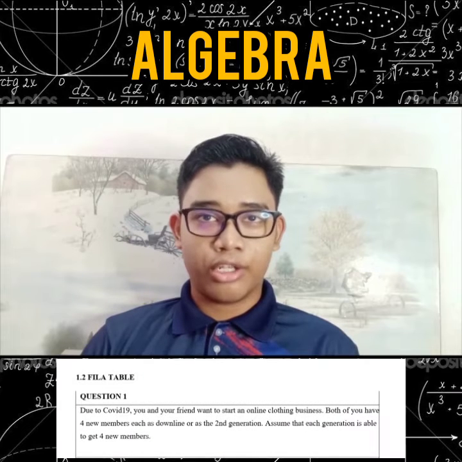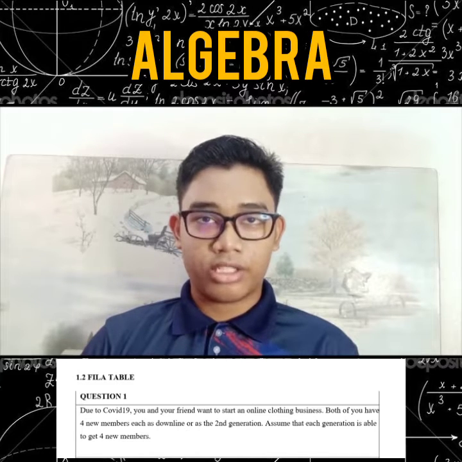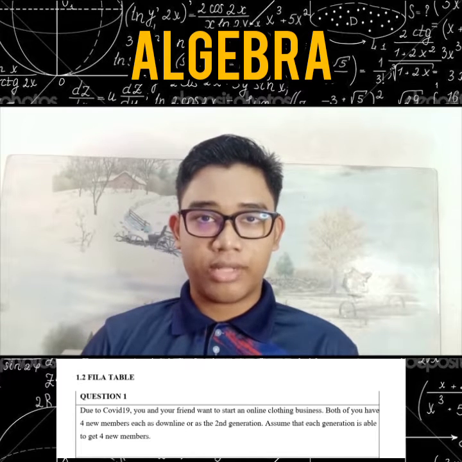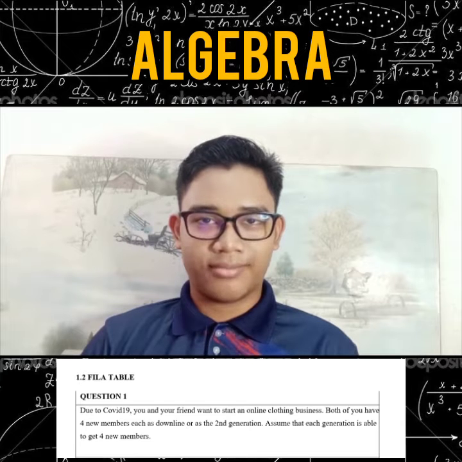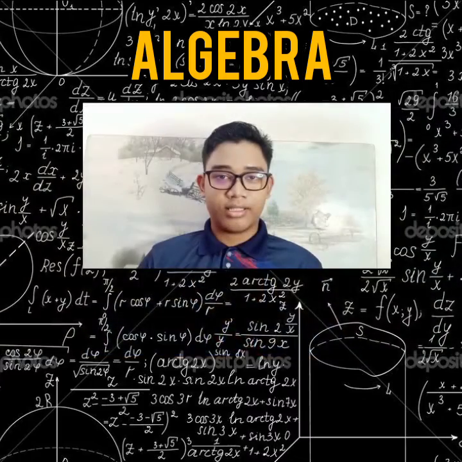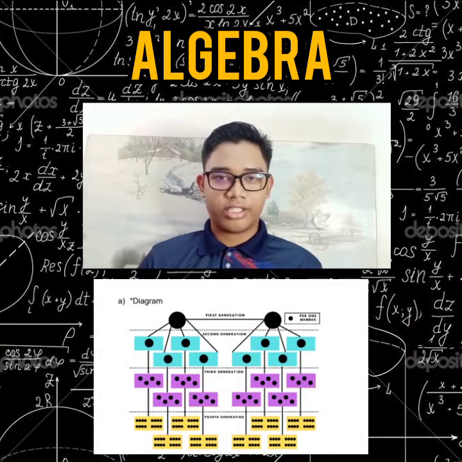I will explain how to solve question 1. Question 1: Due to COVID-19, you and your friends want to start an online clothing business. Both of you have 4 new members each as downline or as second generation. Assume that each generation is able to get 4 new members. For answering question 1A, draw a diagram representing the members from first generation to fourth generation.